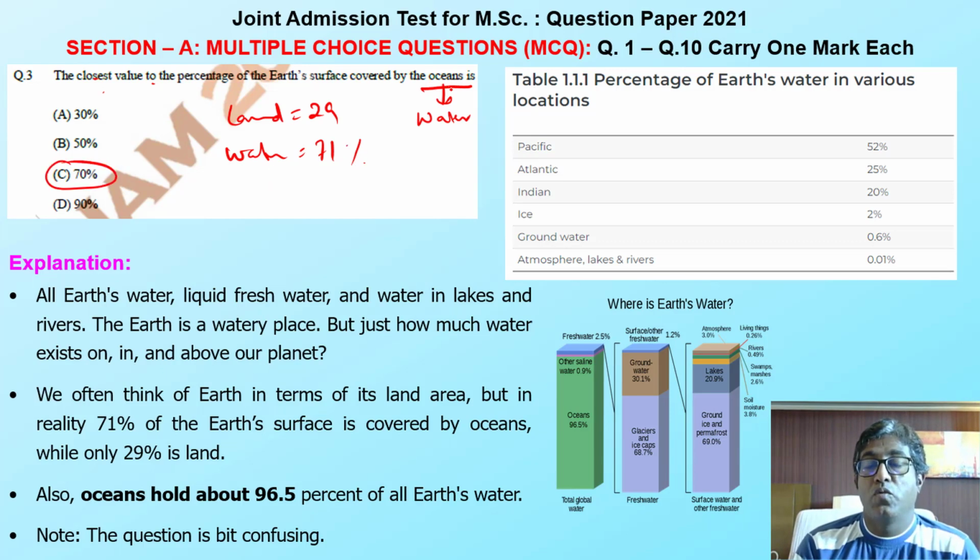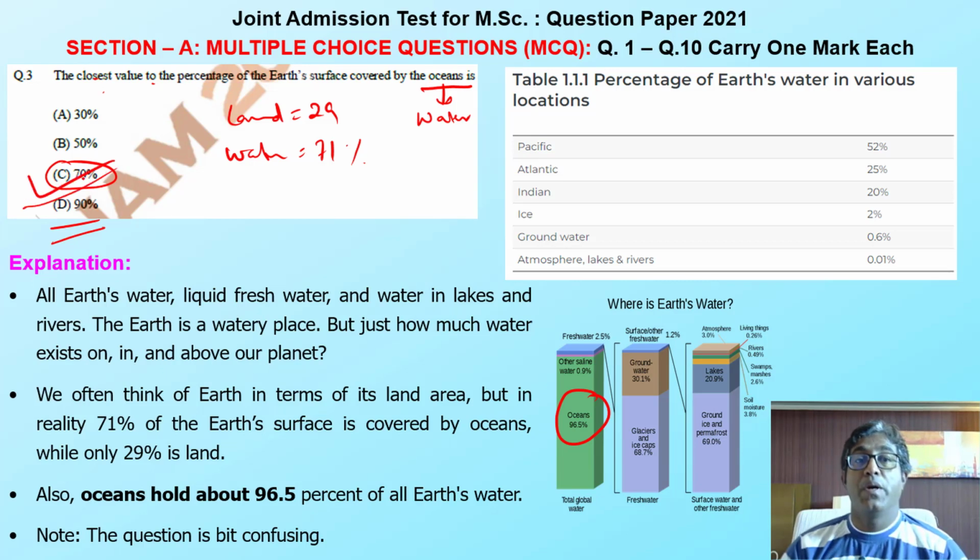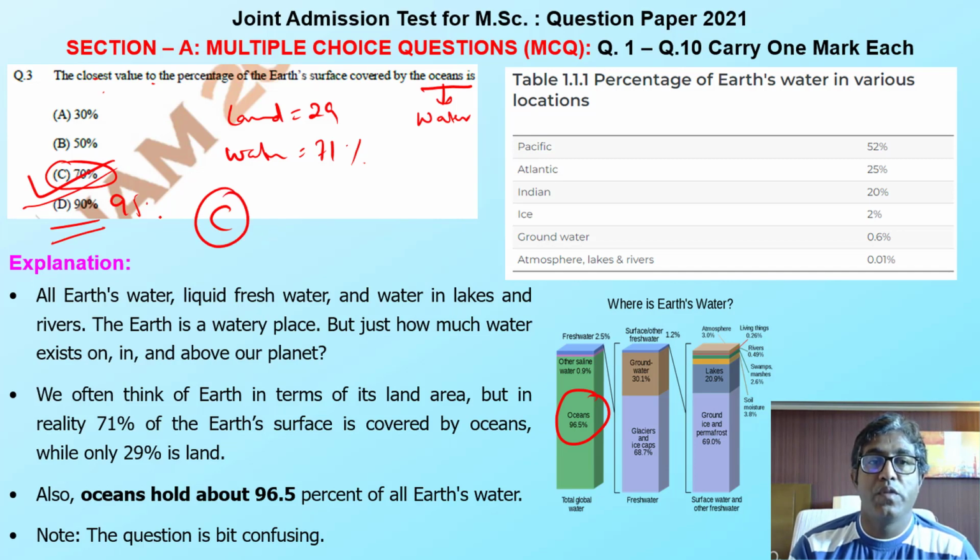I know that you can tell me that this is ocean. They are talking about the ocean. So what is the amount of water present in terms of ocean? This is 96.5%, but it is not closest to 90%. So there is a bit of confusion in the question. So we have to go with the answer. The answer is 70%, but if it is nearby 95 point something, then the right answer should be D. But now we will go with the answer key. The answer key stated it is C, so we will go with this one.